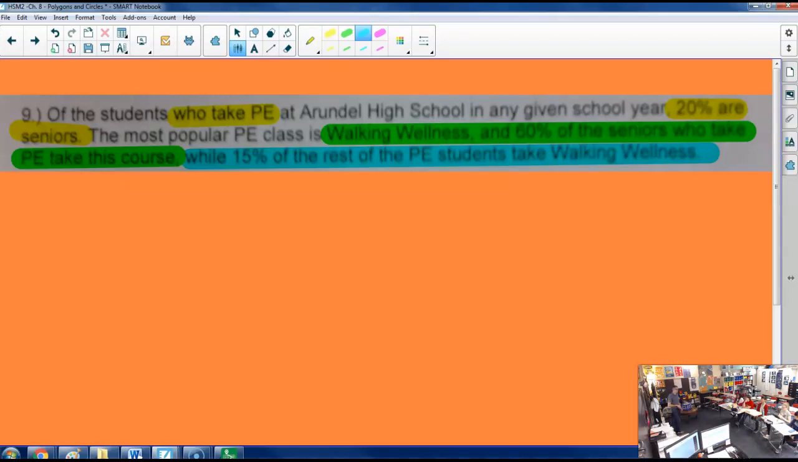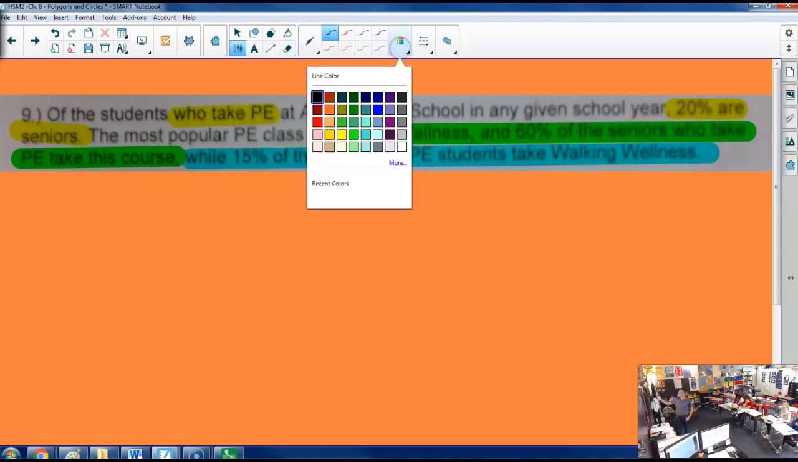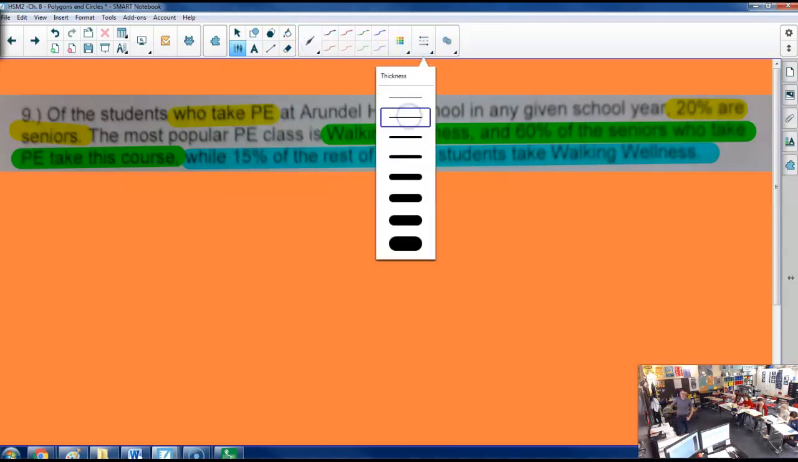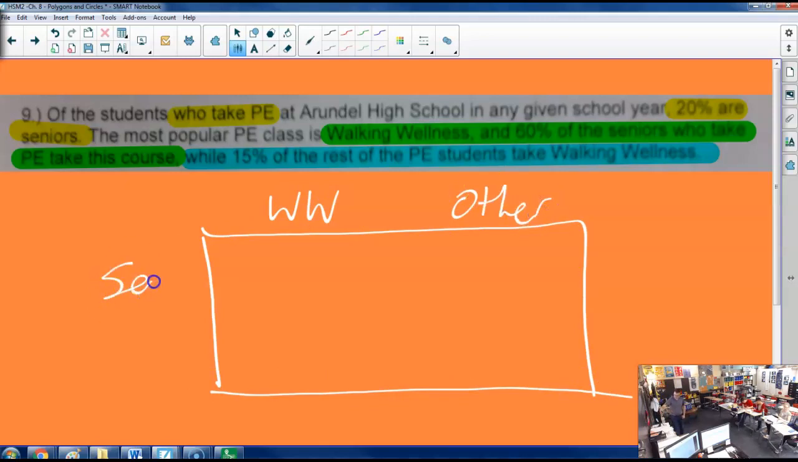take Walking Wellness. So, if we try to build this table, a lot of you put in a 15% where it does not go. And then that messed up everything. I did not put in a 15%. So if we start building this table, the easiest thing to do is Walking Wellness or not, and seniors or not. Right? So I'm just going to say Walking Wellness or other, I just put no, and seniors or not, like underclassmen.